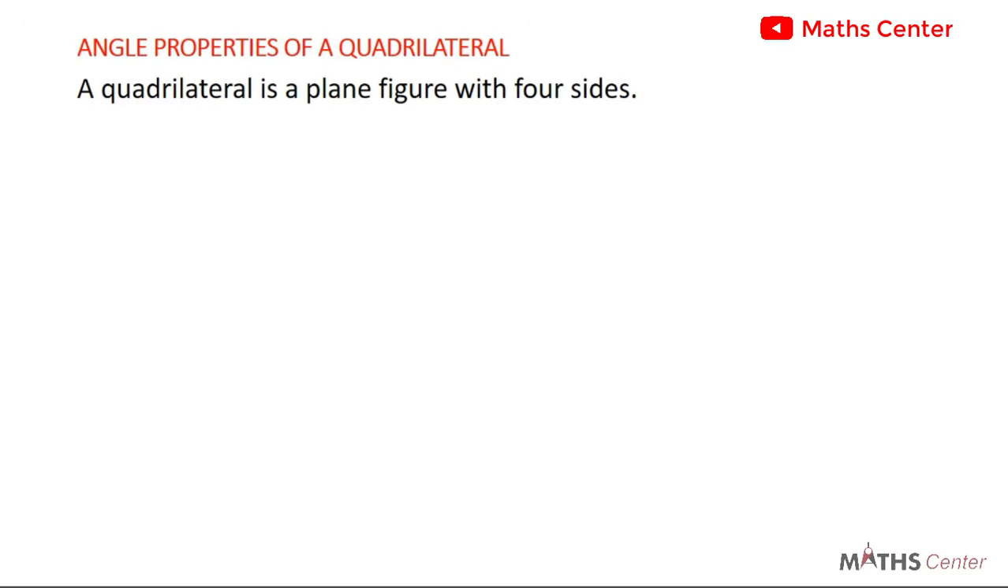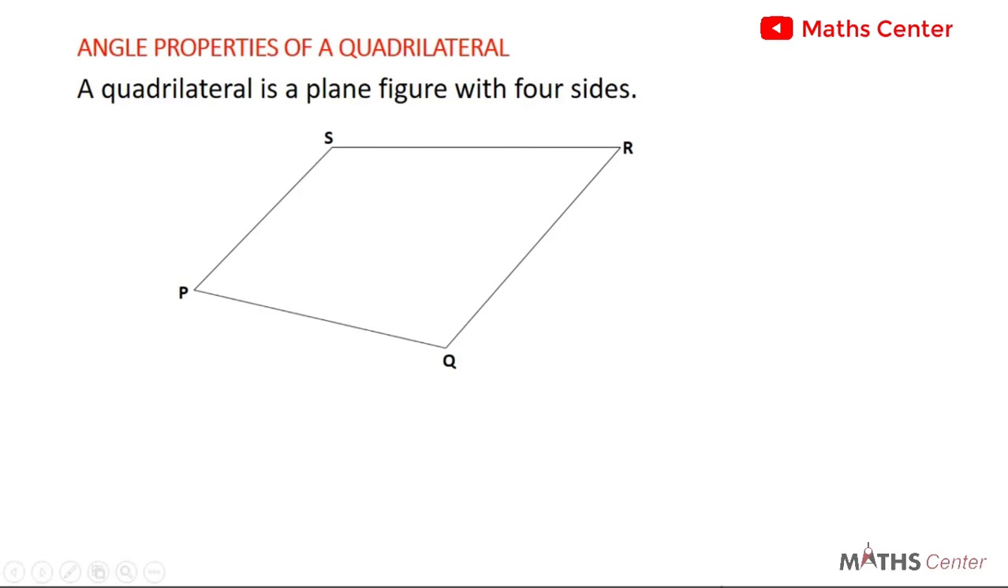If you watch the video on mensuration, we considered different types of quadrilaterals: squares, kites, rhombus, and we looked at the properties of these. In this video, we are going to consider the angle properties of a quadrilateral as a whole. That's what we are going to consider. So let's say we have this quadrilateral here. We have this four-sided plane figure. So PQRS is a quadrilateral.